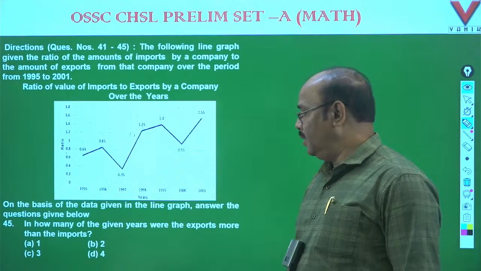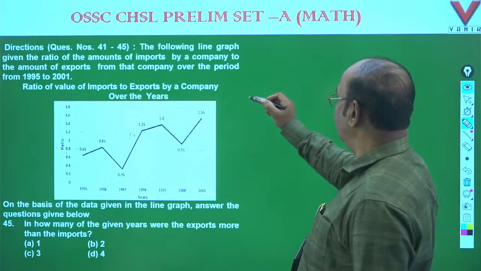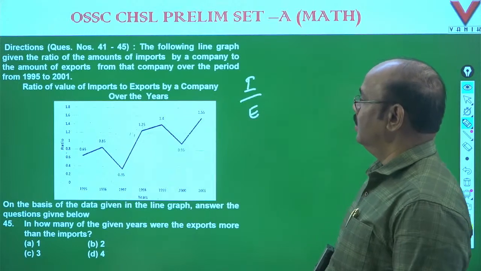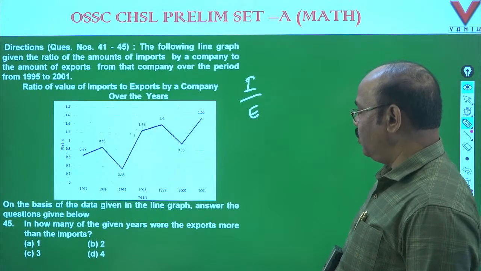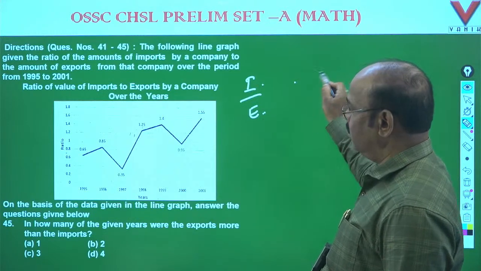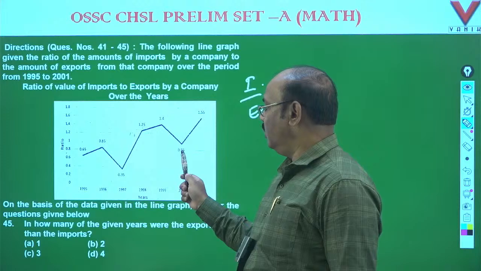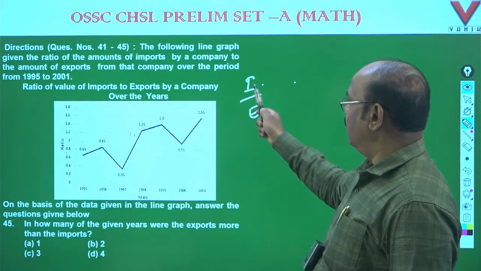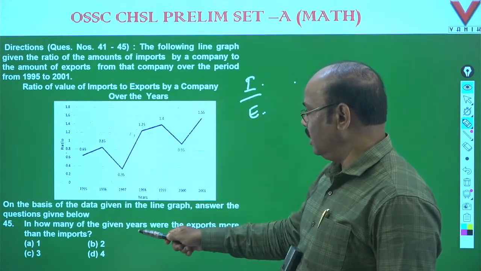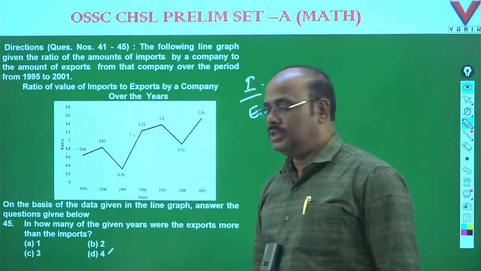Next question, 45: in how many of the given years were the exports more than the imports? The ratio given is import by export. For exports to be more than imports, the ratio must be less than one. Looking at the points: three points are at one, one is above, and the others are below, where import is greater than export. So the points below one are number 1, 2, 3, 4. The answer is 4, option D.